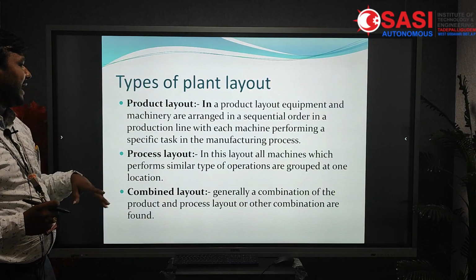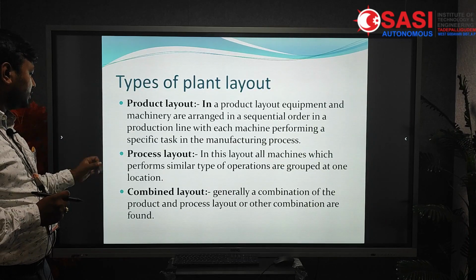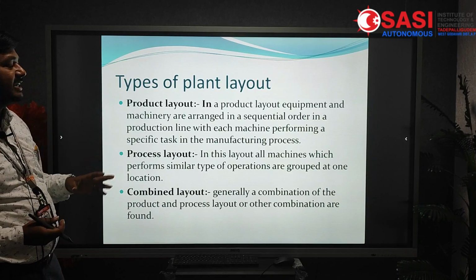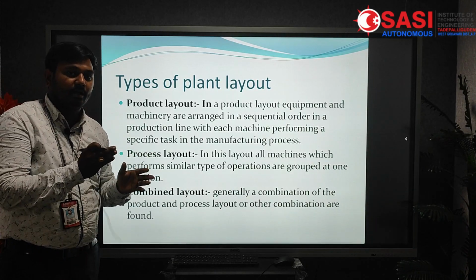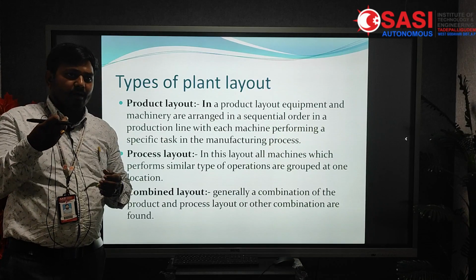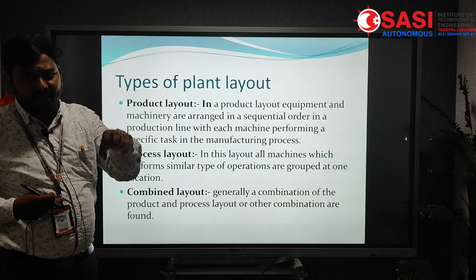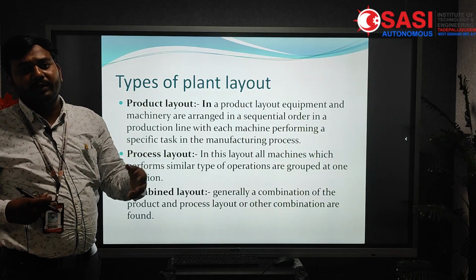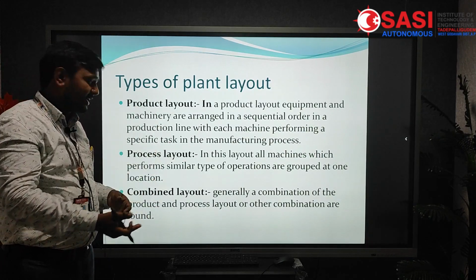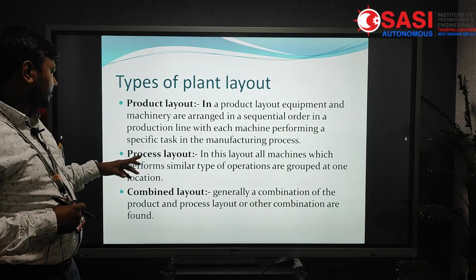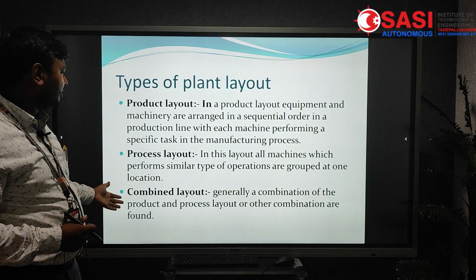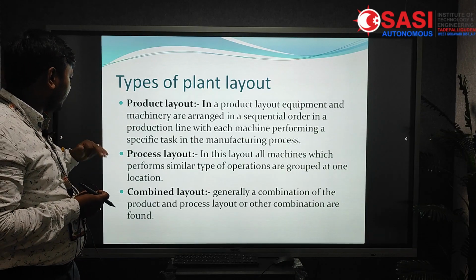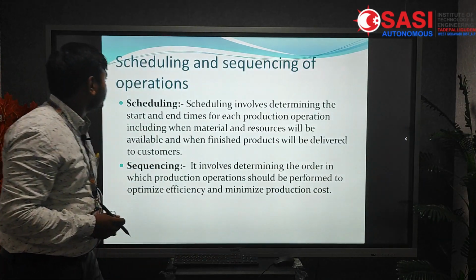Here the types of plant layouts: product layout, process layout, combined layout. Product layout, equipment and machinery are arranged in a sequential order or a straight line order, where raw materials are fed into one machine, and the producer will get the output at the other end. So it is a product layout, and a process layout and combined layout. Combined layout in the sense which has the characteristics of a product layout as well as a process layout.